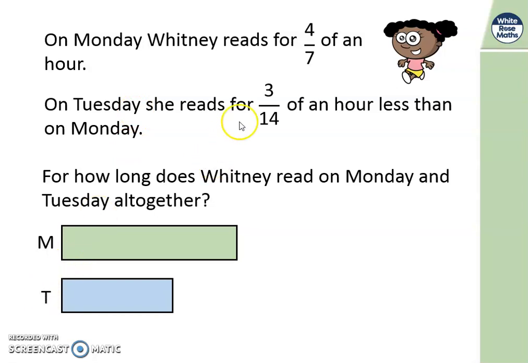Tuesday, I'm representing with a T, and because it's 3/14 less, can you see I've drawn my bar, less. Let's record what we know. This is 4/7. Now Tuesday, she didn't read for that long. That's how long it was less than Monday. So it's this part here. This part here is the less, and that's 3/14. But we don't know how long exactly for Tuesday. Pause the video and have a think. What 2 things are you going to need to do? There are 2 calculations.